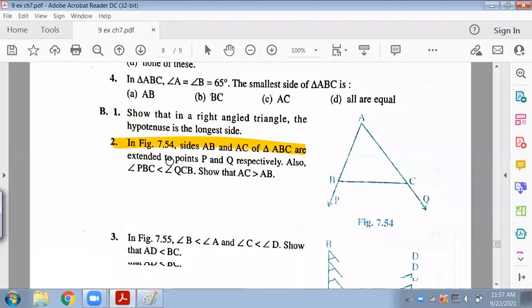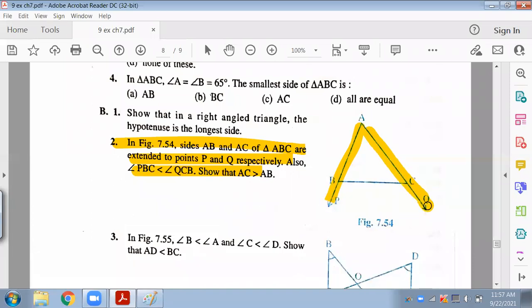Question number 2 is: in the figure, sides AB and AC of triangle ABC are produced to P and Q. So AB is produced to P and AC is produced to Q. And because of that, we are getting angle PBC, that is this angle, and QCB, that is this angle. And what is told is angle PBC is less than angle QCB. You have to show that AC is greater than AB.